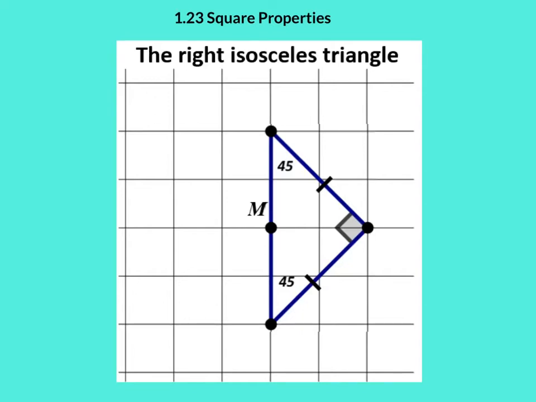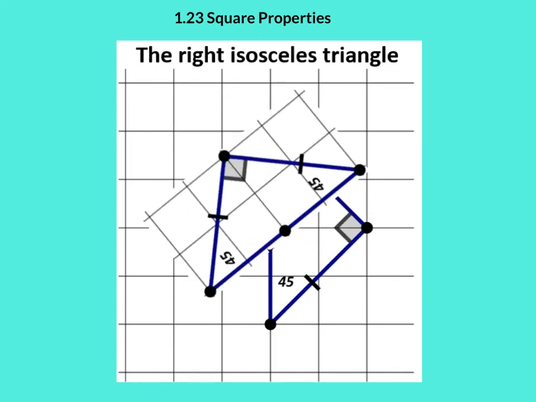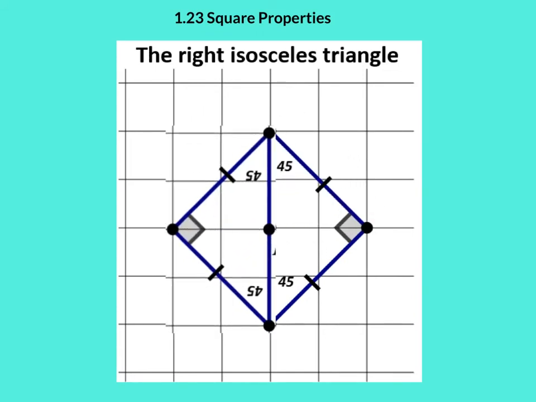A square is formed when you take a right isosceles and rotate it about the midpoint of the hypotenuse. And of course, as you've seen before, you see our new quadrilateral formed, and this time it's a square. Now, a square is by definition a rhombus and a rectangle put together.